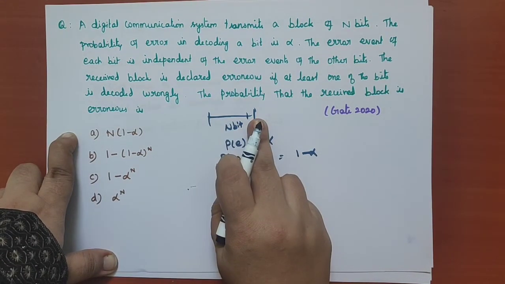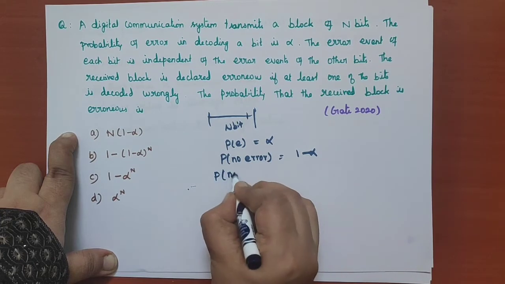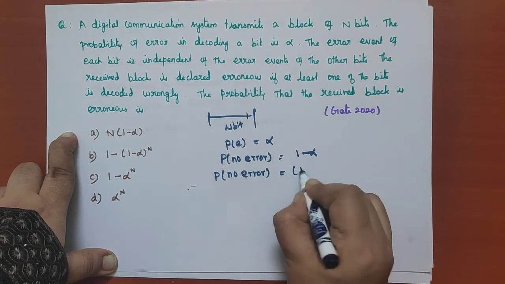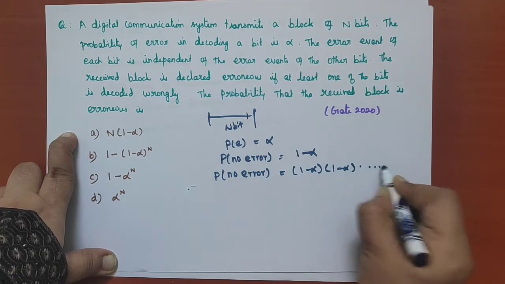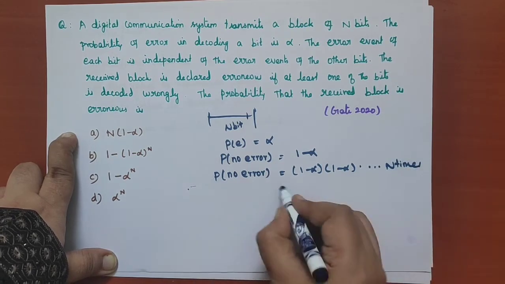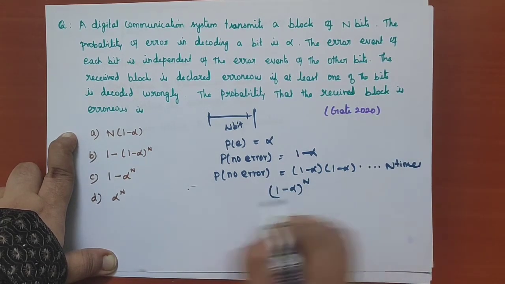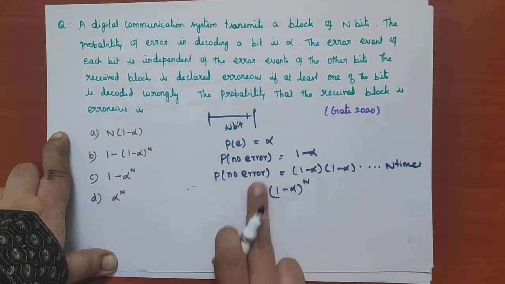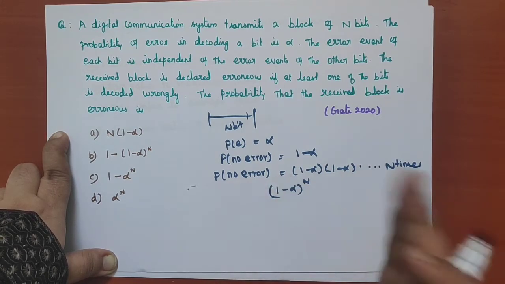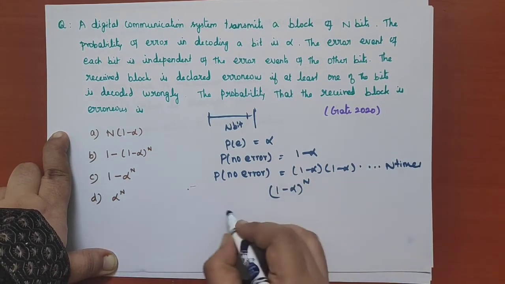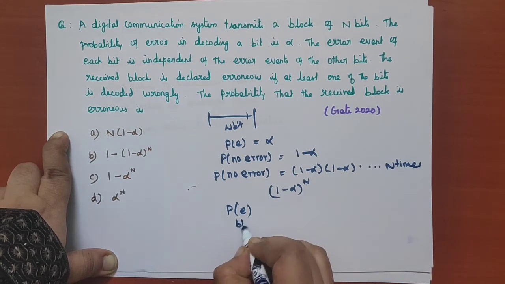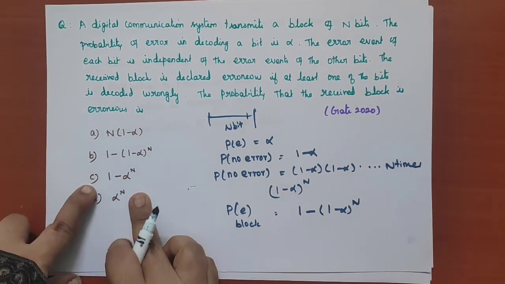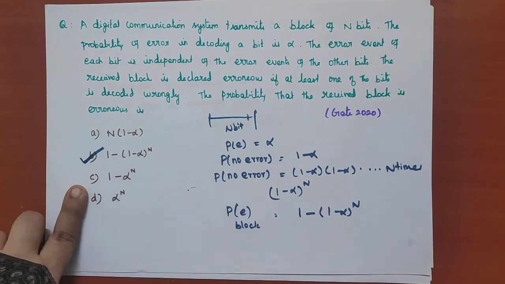Here the block contains n bits. So the probability of no error for the entire block will be 1 minus alpha into 1 minus alpha up to, we can say, n times. That is 1 minus alpha to the power n. What the question asks is the probability that the received block is erroneous. This is the probability that the block is not in error. So the probability that the received block is erroneous will be equal to 1 minus (1 minus alpha) to the power n. So the answer will be B here.